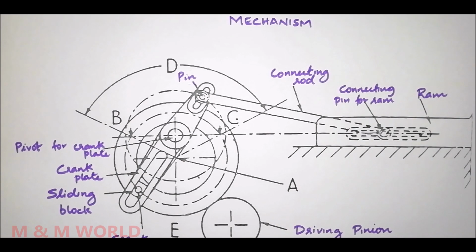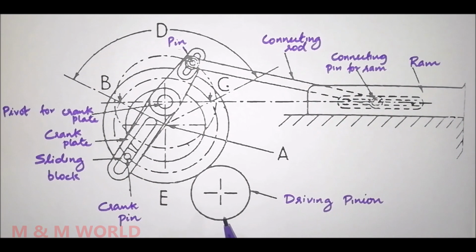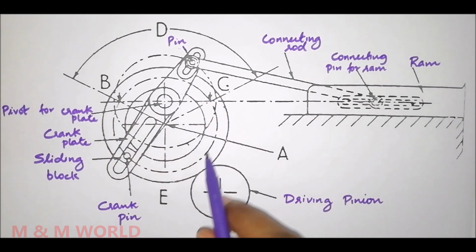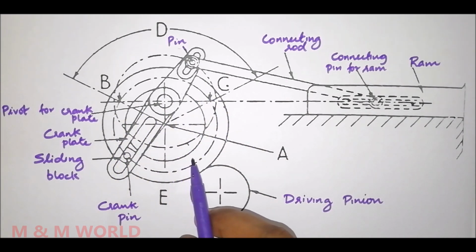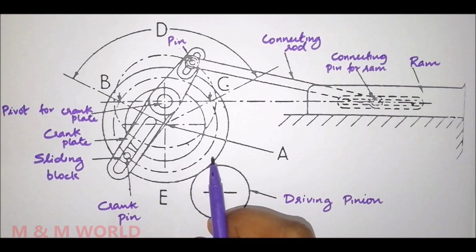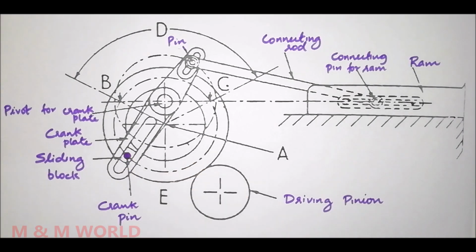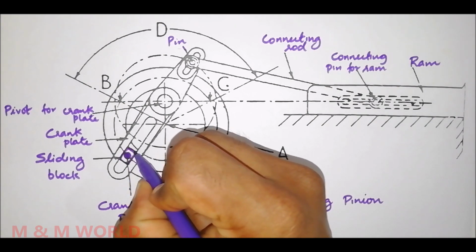So we have a driving pinion. Then this larger diameter is the bull gear. Then we can see the crank pin. Then this is the sliding block.